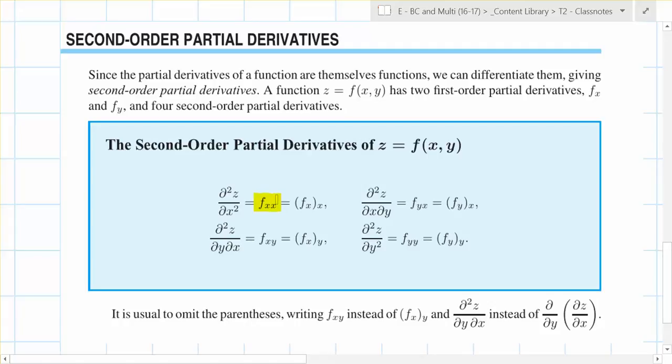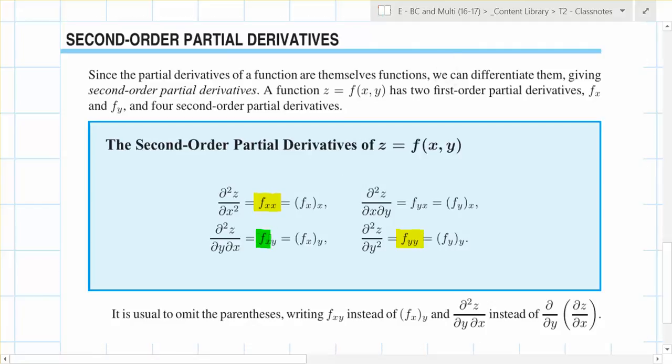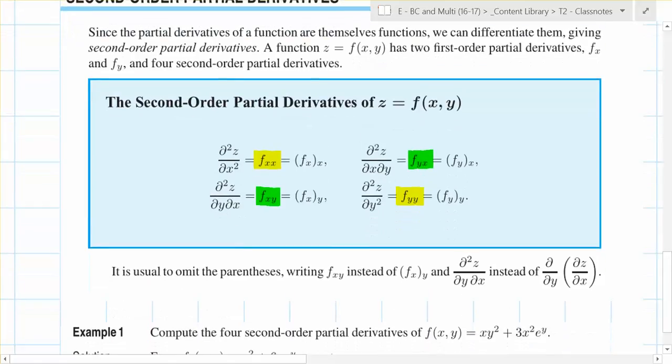What do you do first? The partial derivative with respect to x, and then you do the partial derivative with respect to x. So fyy, partial derivative with respect to y, and then partial derivative with respect to y. You're like, wait a minute, that seems counterintuitive. So now you have to figure out, see if you can figure it out. Which one do you do first on fxy, and which one do you do first on fyx? Which one goes first, do you think?